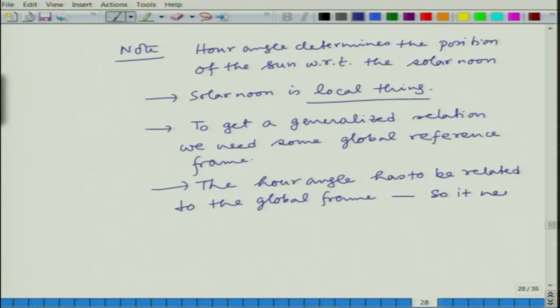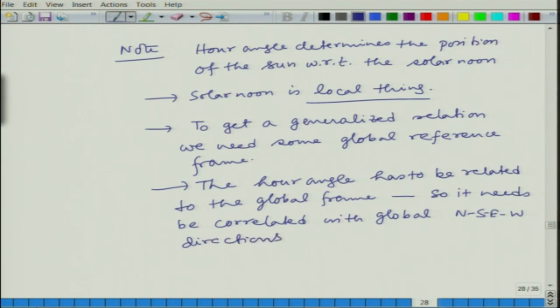So, it needs to be correlated with global north, south, east, west directions. Okay. In that case, it will be a general relationship, you can use it for any location. So, that is a very important requirement that we have.